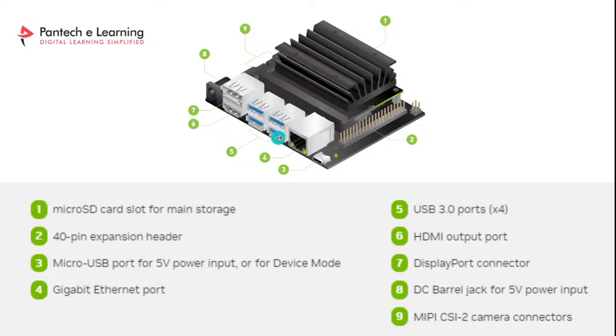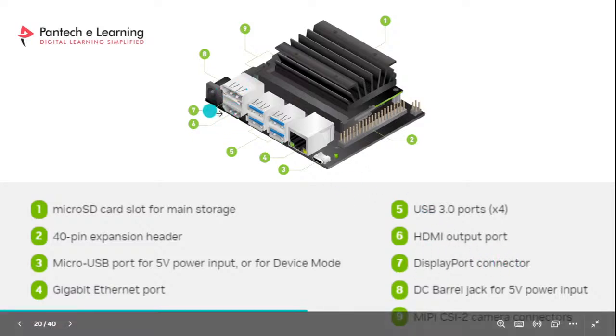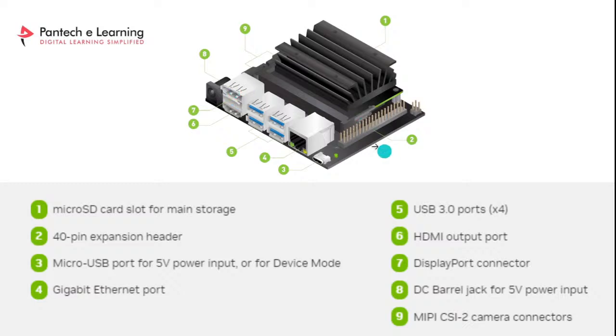You can connect keyboard, mouse, something like that, and then HDMI port over here, and display port connector over here, and you can power it up using DC barrel jack for 5 volt power input, and lastly you can connect a camera. It has the camera connector over here.